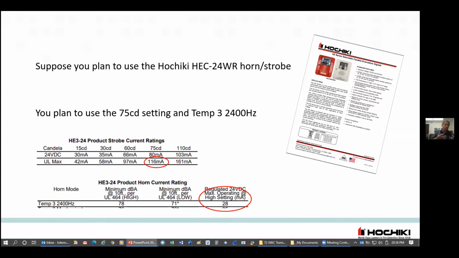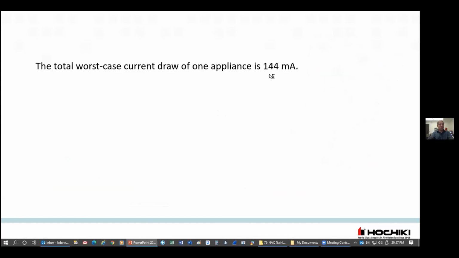So let's imagine the panel has 22 volts instead of 24. As the voltage drops, the current requirement of the appliance is going to go up. So if we calculate it using 80 milliamps, we're thinking that there's going to be 24 volts present when perhaps there will not be. So in order to calculate the worst case scenario, use the UL max, and that way we should be covered under any type of situation. So 116 milliamps plus 28 milliamps gives us a total worst case current draw of 144 milliamps for one appliance.